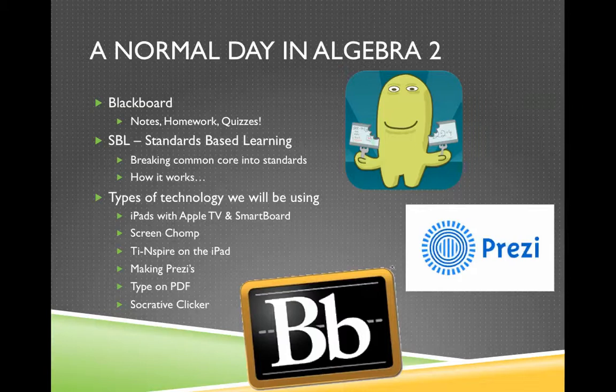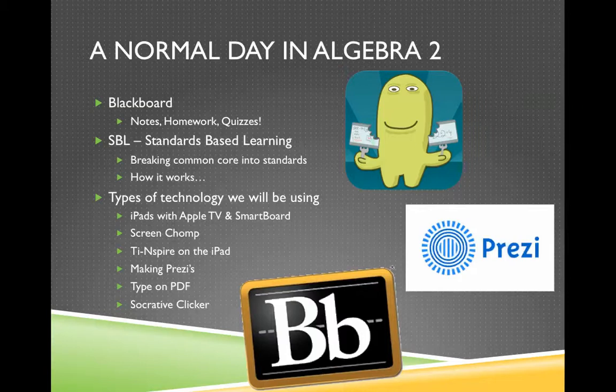Also, Prezis. Prezis are interactive PowerPoints. I like to use them. They're very friendly with equations, so that's why I like to use it. Type on PDF is an app that we use so that students can download their notes from our Blackboard and then write over them, annotate over them, type over them. We upload them as PDF, so we need Type on PDF so that they can take their notes over top of them.